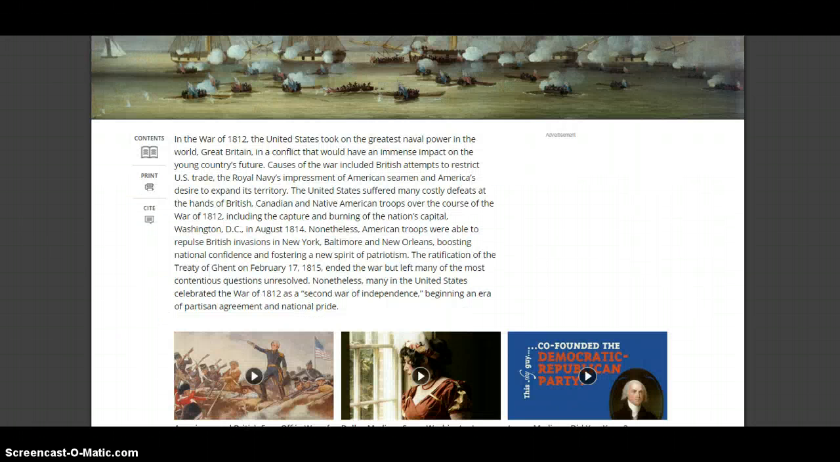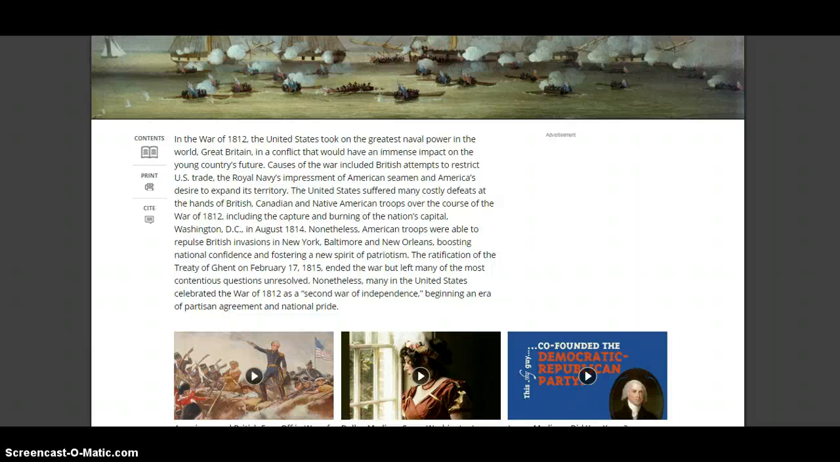In the War of 1812, the United States took on the greatest naval power in the world, Great Britain, in a conflict that would have had an immense impact on the young country's future. Causes of the war included British attempts to restrict United States trade, the Royal Navy's impressment of American seamen, and America's desire to expand its territory.